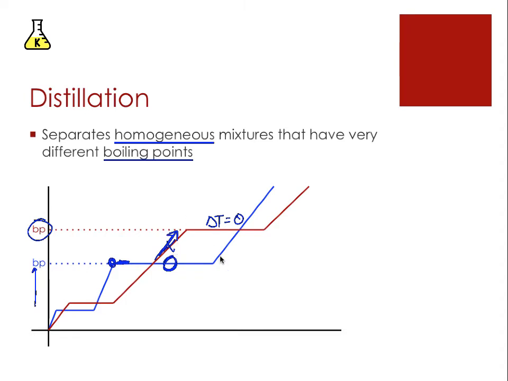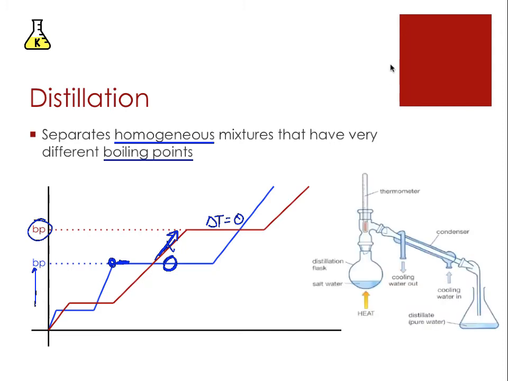So as you can see, distillation can not only separate two substances from one another, but many substances, depending again on how different those boiling points actually are. The equipment used to get the job done is relatively simple. In this flask right here, we would have our mixture of substances. In this case, that mixture is basically a saltwater solution.